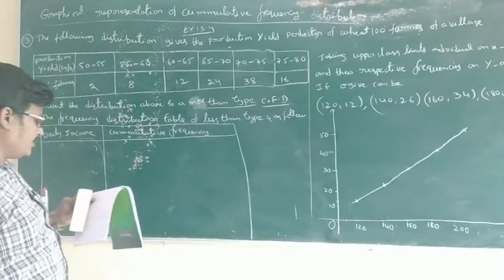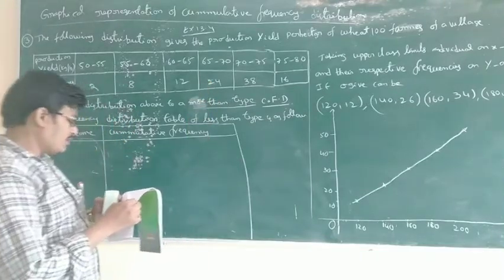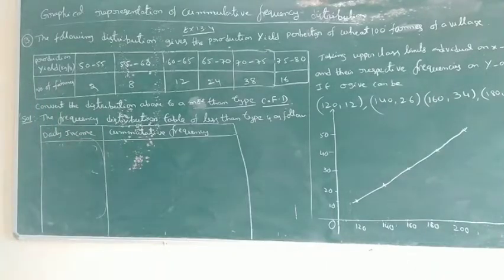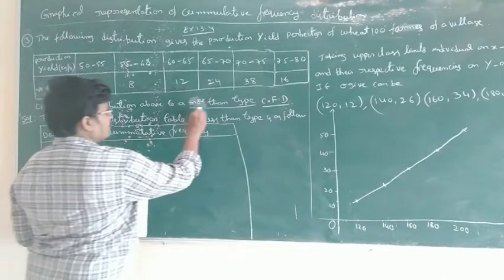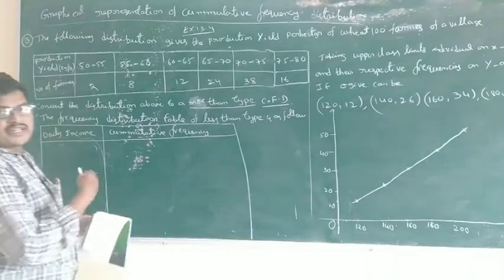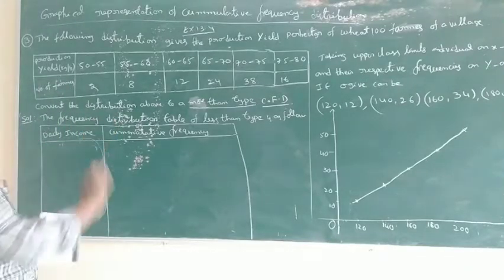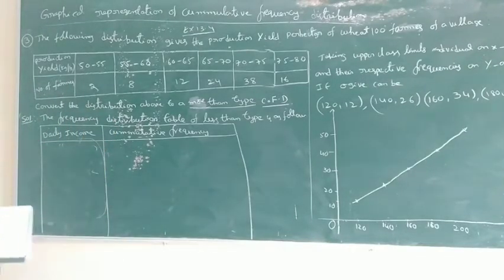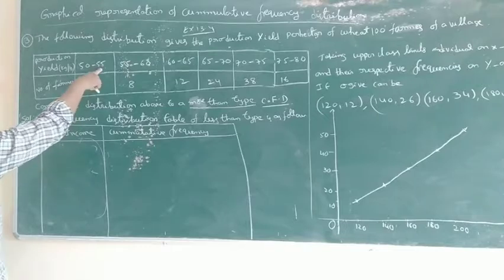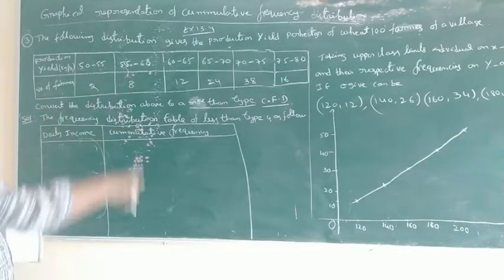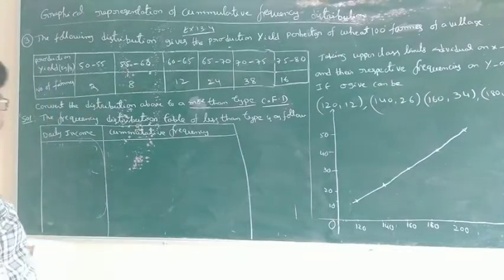Convert the distribution to a more than type distribution and draw the ogive. The first problem was less than type, and this is more than type. Less than type means less than the upper limit, like less than 120, less than 140. Here, more than means greater than.